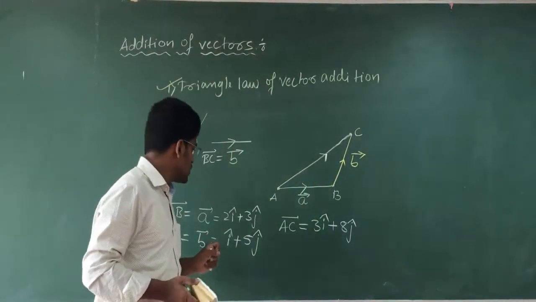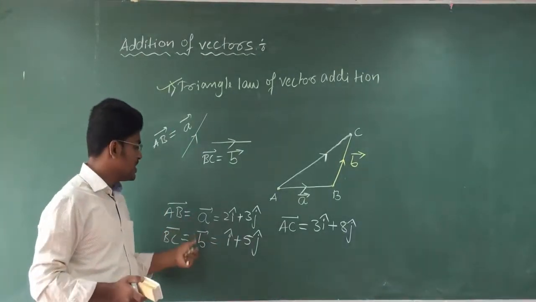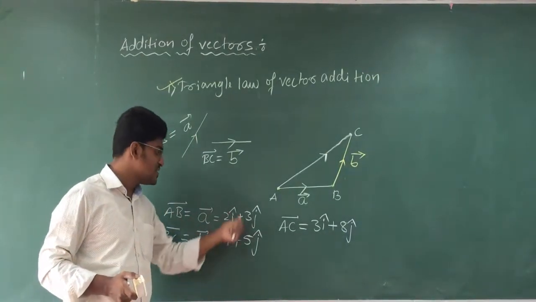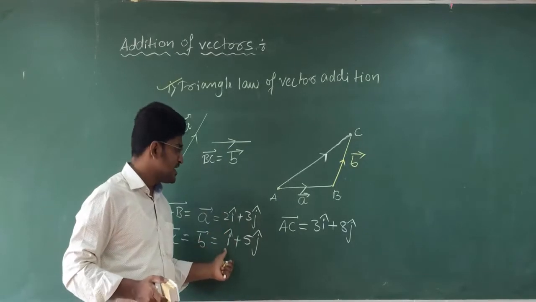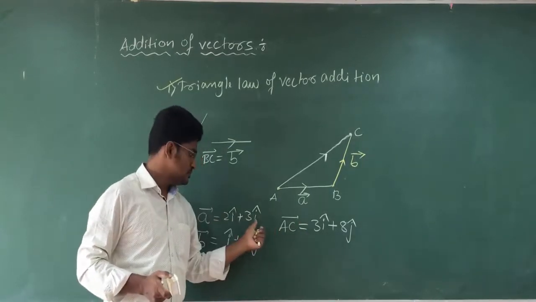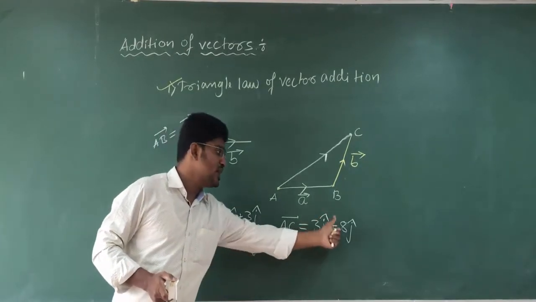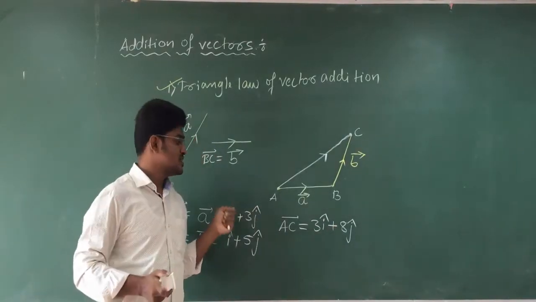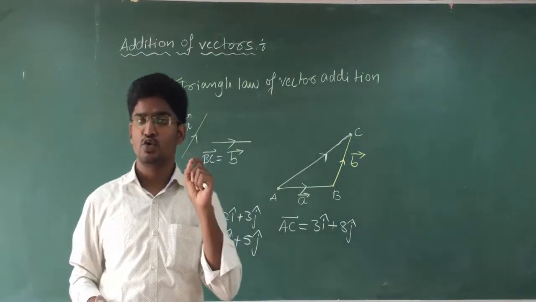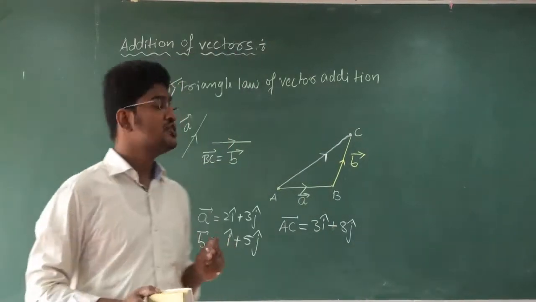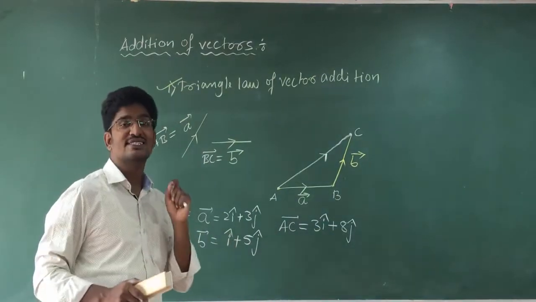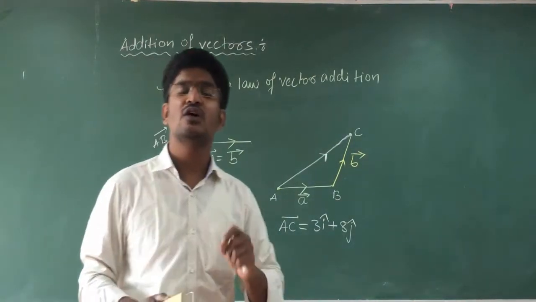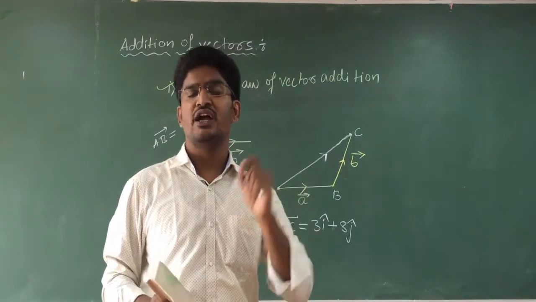Clear? So if you take an example, A and B are the two vectors. If I add these two, 2i cap plus i cap will be 3i cap, 3j cap plus 5j cap will be 8j cap. Okay, this is how you have to add the two vectors. Clear? So now let us move to the second law, that is the parallelogram law of vector addition.